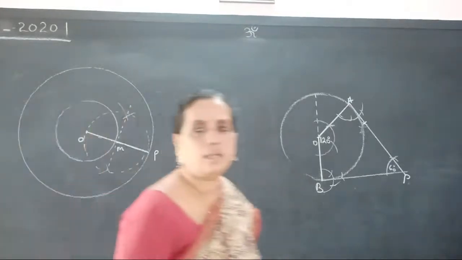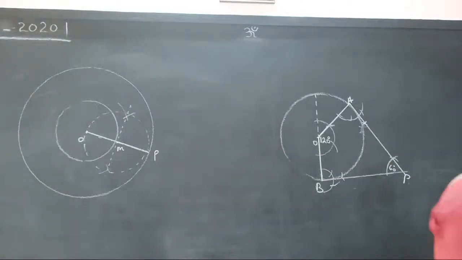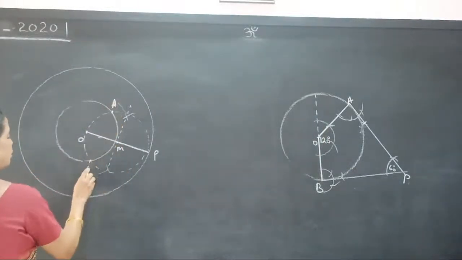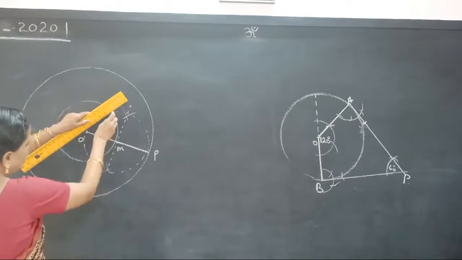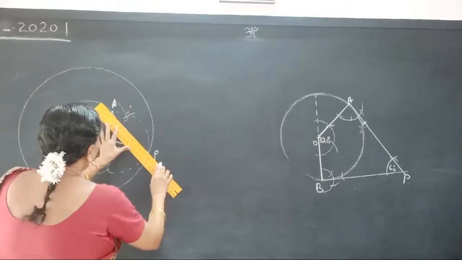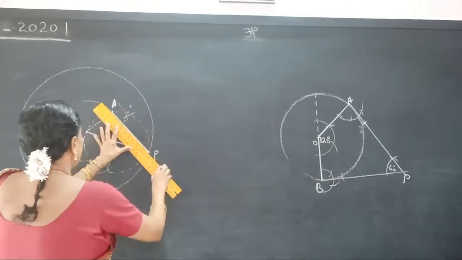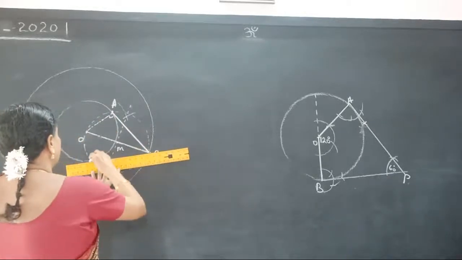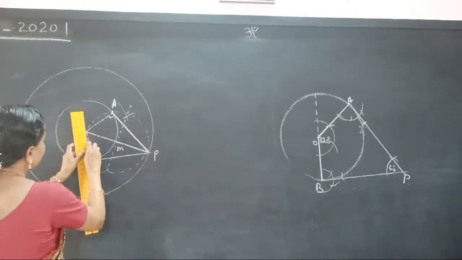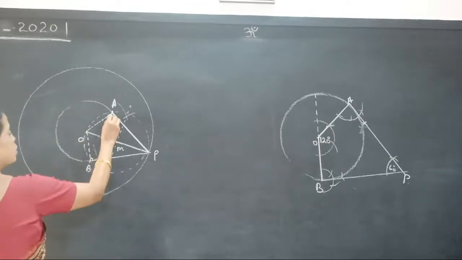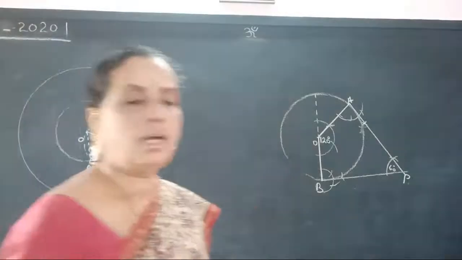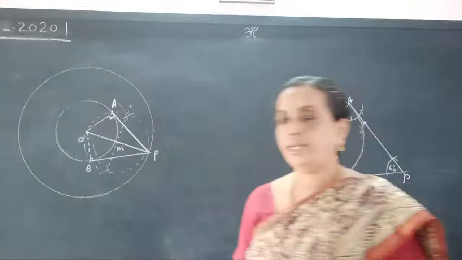So after getting the dotted circle, mark the point where the dotted circle intersects the inner circle. Now join OA, it is PA, and PB. This is always perpendicular. Okay? Is it clear? I will show you the rough sketch again.